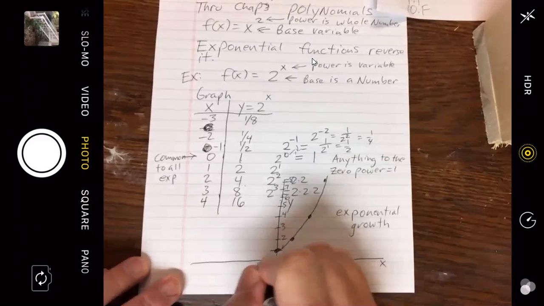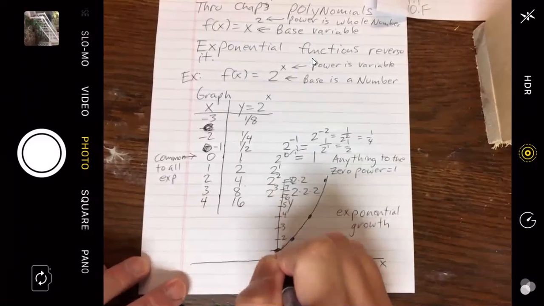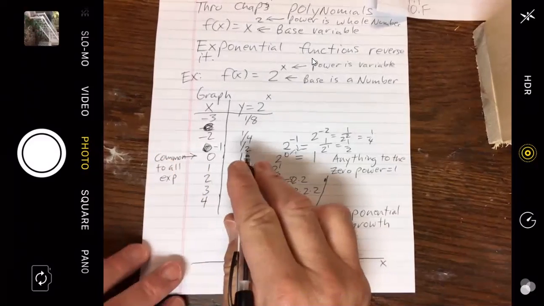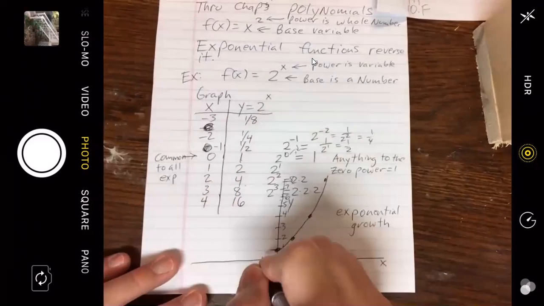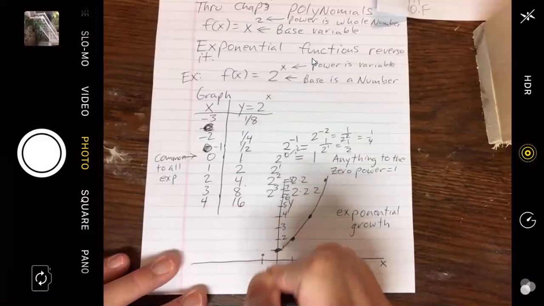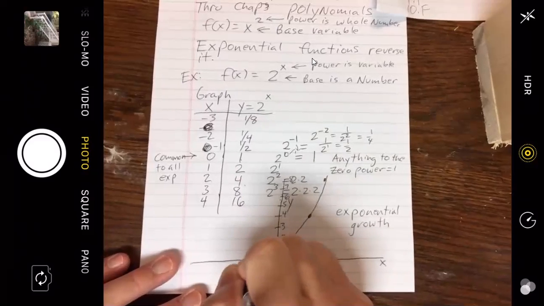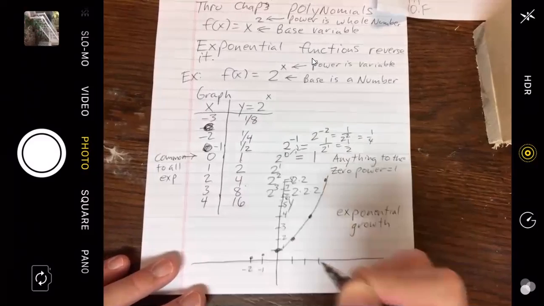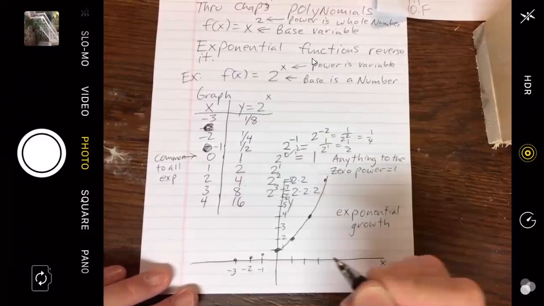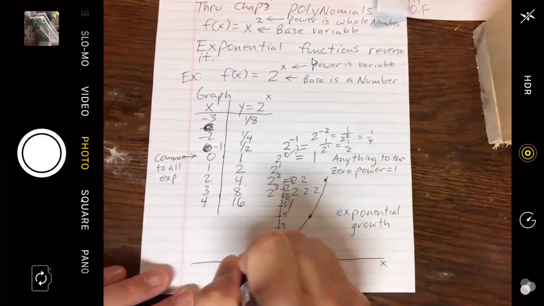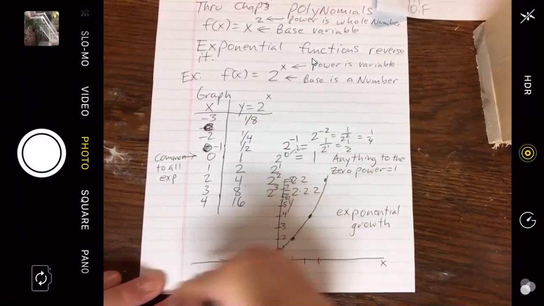Okay, if you go 1 unit to the left, -1, your values decrease by a factor of 2 in this case. So you're down to 1/2, half of what you were at the previous. -2, you're at half of that, 1/4. -3, you're at half of that, 1/8. And it will never touch the x-axis.